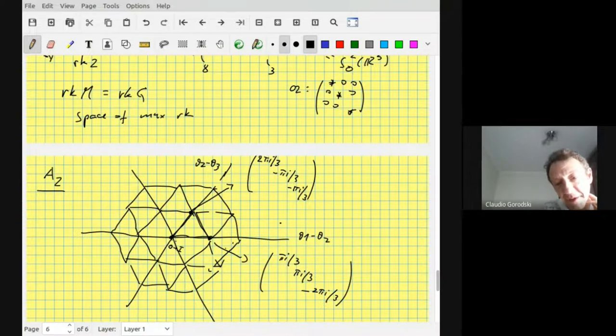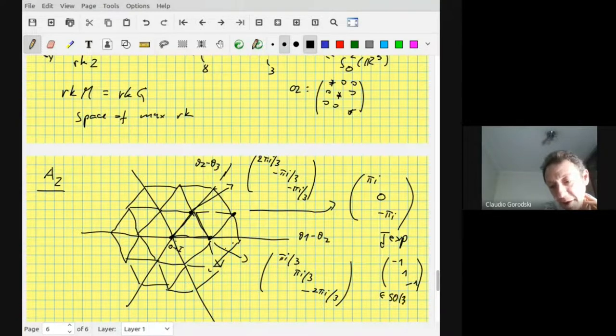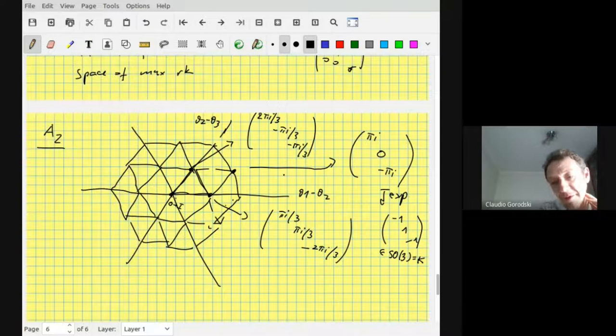The same roots as U(3). And now this point is the sum of these two matrices. So it's pi i, 0, and minus pi i. And it's interesting because this point exponentiates to minus 1, 1, and minus 1, which is a matrix in SO(3). Therefore, in the symmetric space, it's the base point again, right? So these two points correspond to the base point.